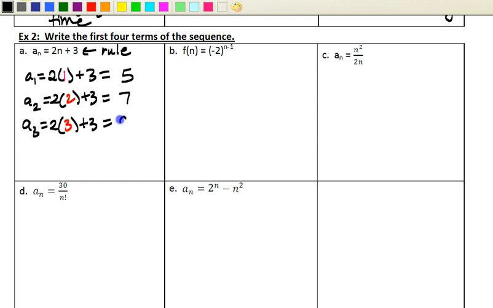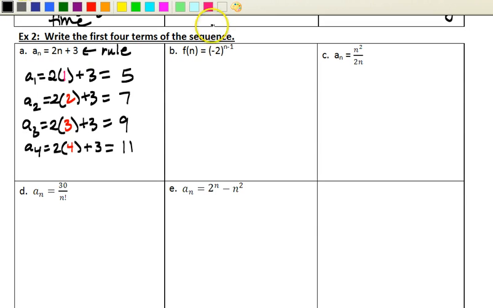2 times 3 is 6, plus 3 is 9. Term 4. So see how every single time I'm just plugging in the term number? It's kind of like creating a table of values. So there I go. There's my first 4 terms of my sequence. Now a few things that we need to be careful of here.